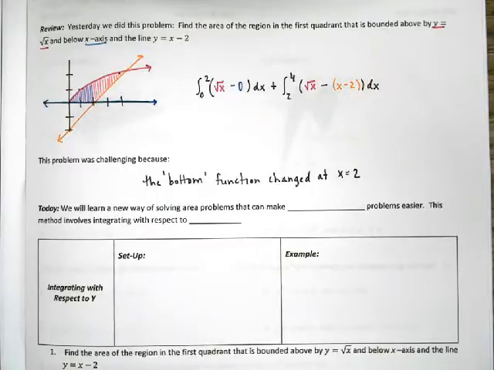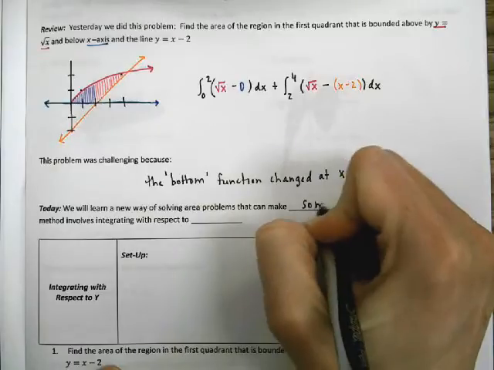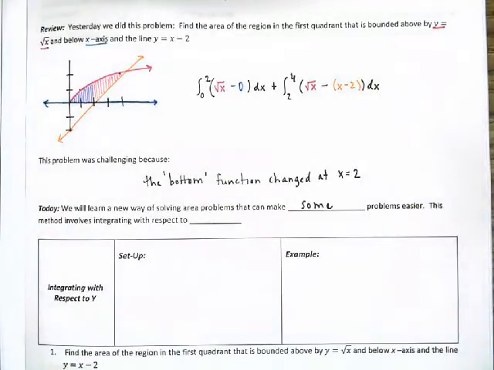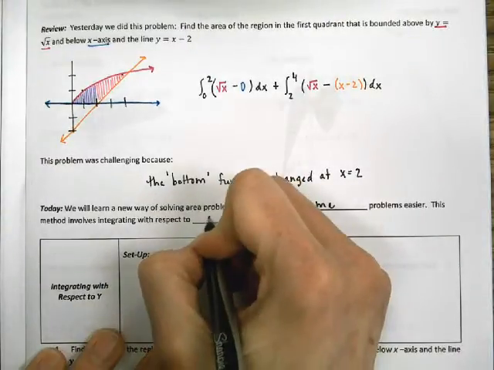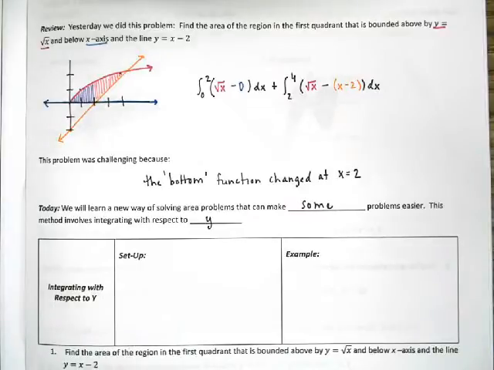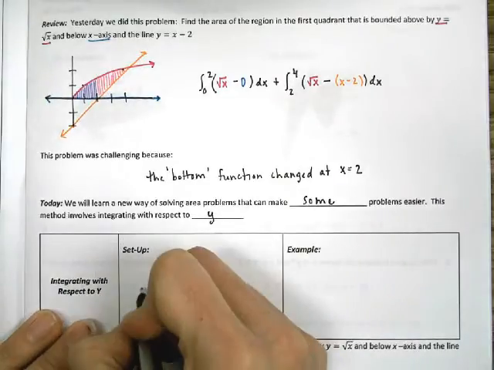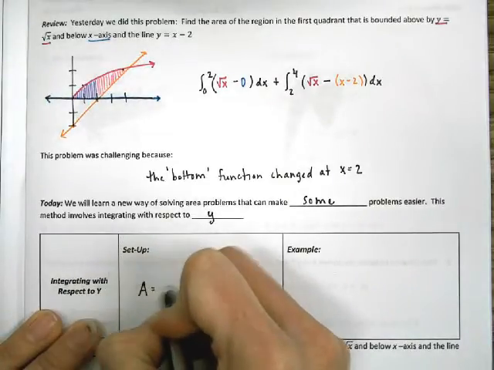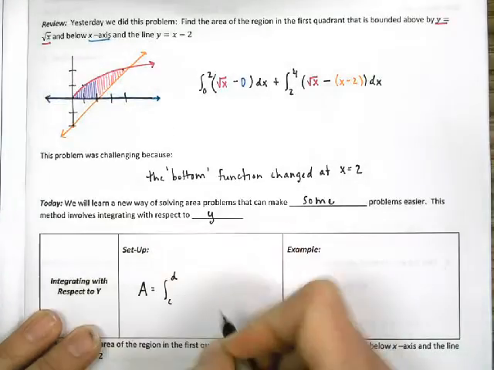So what we're going to learn today is a way of solving area problems that's going to make some of these easier. We won't always be able to get around it, but sometimes we will. And what it's going to involve is integrating with respect to y. So here's what it's going to look like. Instead of doing top minus bottom, when we're doing with respect to y, we're going to integrate, and I'm just going to call these limits from c to d.